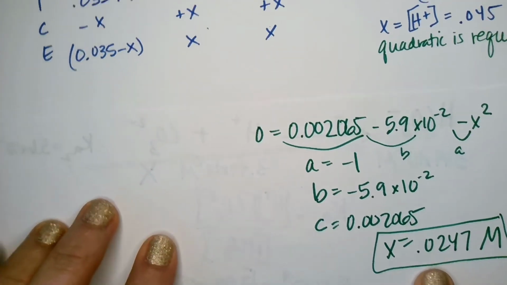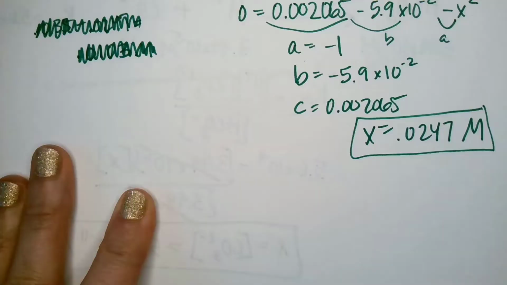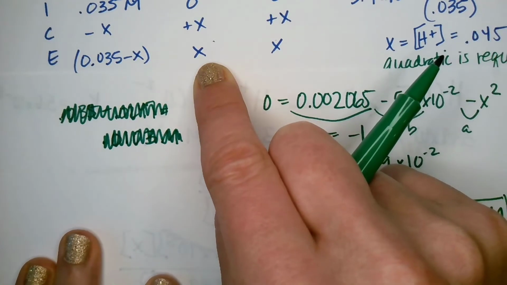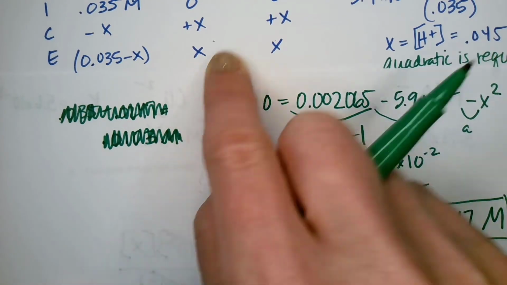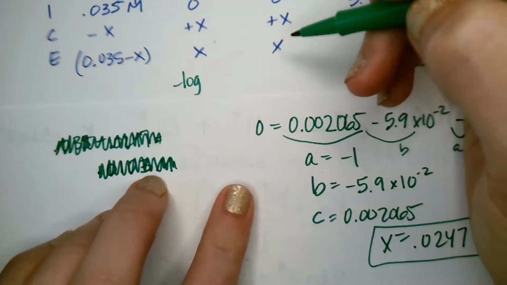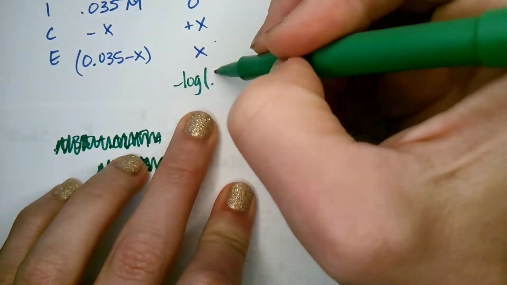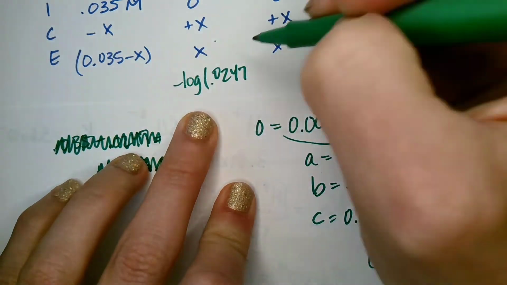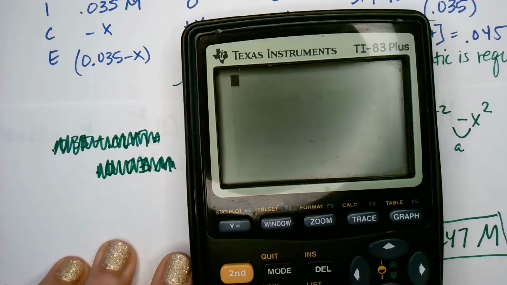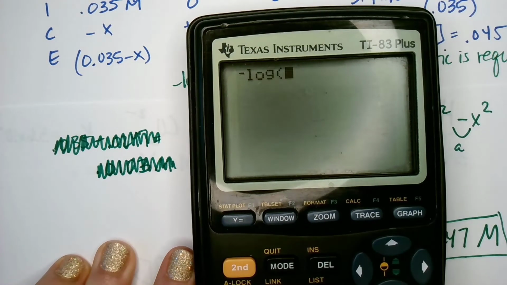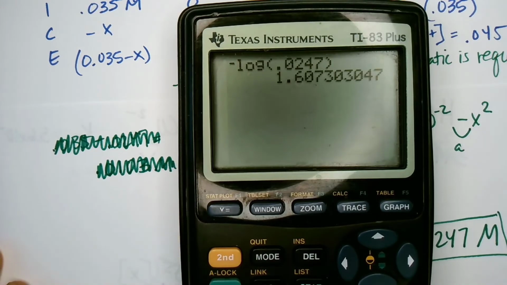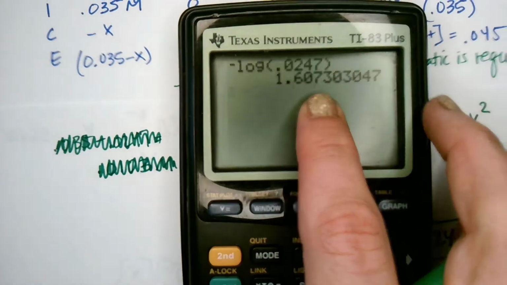Remember, our x is equal to our H+ concentration. So now that we have our x, we know that that's equal to our H plus, and we can just do the negative log of 0.0247 to get, let's see what our pH is. The negative log of 0.0247, we get a pH of 1.61.